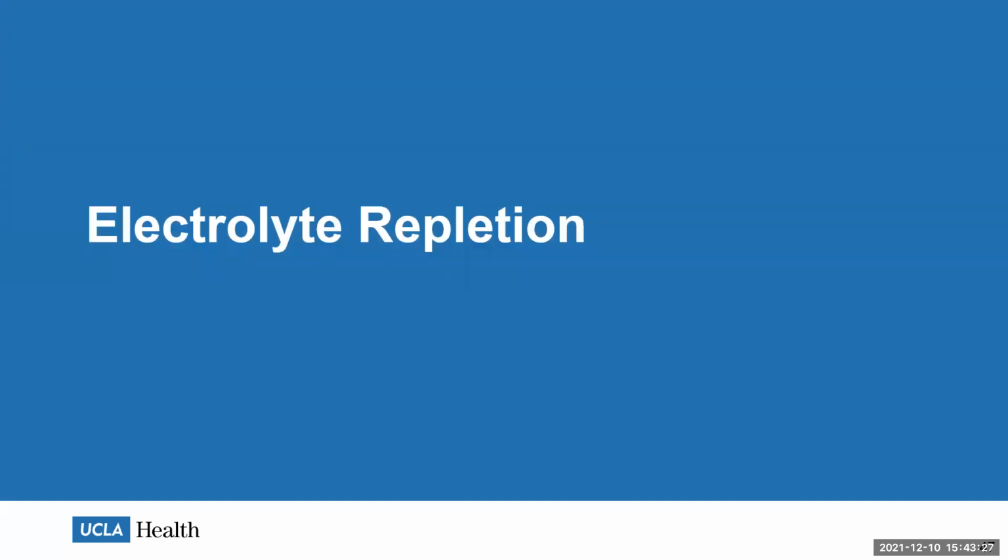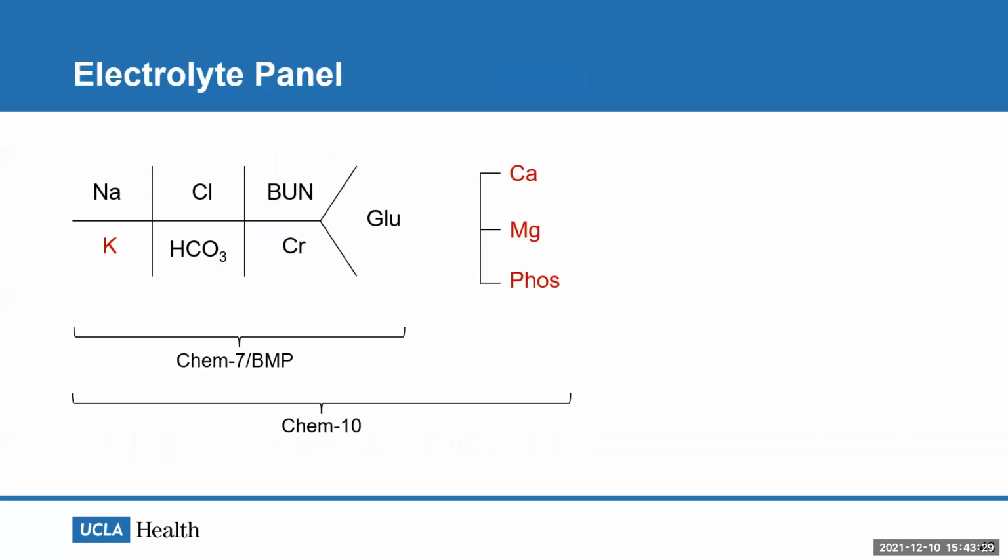Now let's shift over to electrolyte repletion. So here's an electrolyte panel. You're going to be seeing this a lot on your medicine service. So this is where everything is. The items in red are what we are going to talk about because that is what we replete. You see the Chem7 BMP, that's the sodium, potassium, chloride, bicarb, and creatinine and glucose. This is also known as an anion gap panel at the VA. Big shout out to the VA where I am. A Chem10 is a Chem7 plus 3 things, a calcium, a mag, and a phos.